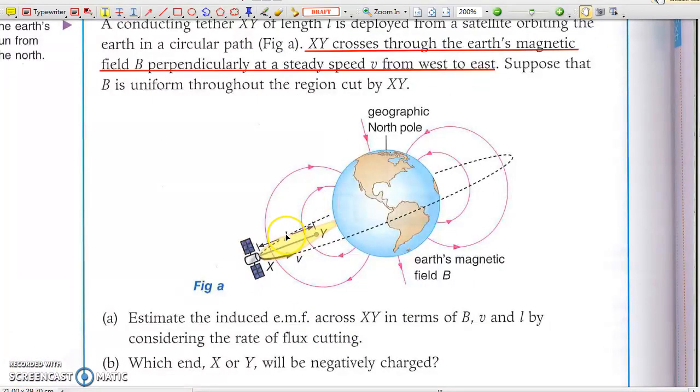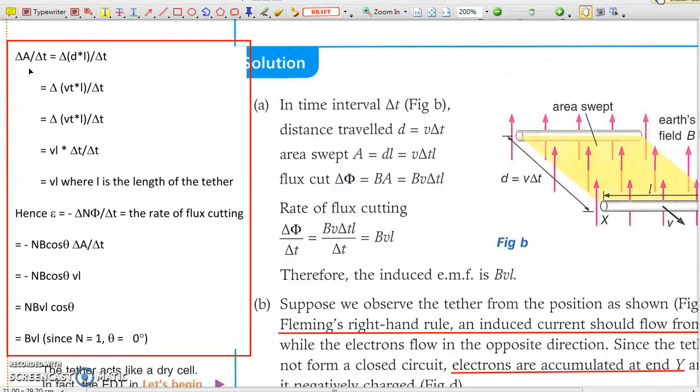In this case, the magnetic field B is assumed to be uniform. When the tether sweeps across the sky, it cuts the flux lines at a rate determined by the orbital speed. We have to calculate the area that it sweeps per unit time, which is delta A over delta T, where area A is given by D times L, in which D is the distance traveled and L is the length of the tether. D is then given by the speed multiplied with the time taken.